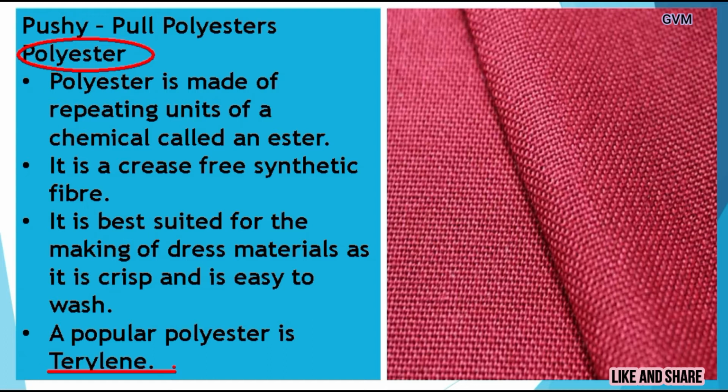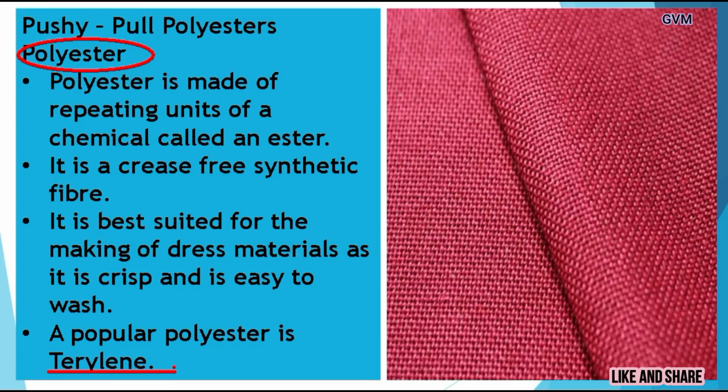And students, this terylene is often known by the brand name Dacron, and this terylene can be drawn into very fine fiber and can be woven like any other yarn. Students, the other important point that you must know about polyester is that it is often used in blended fibers. And students, what are blended fibers? Students, blended fibers are formed by mixing natural and synthetic fibers.